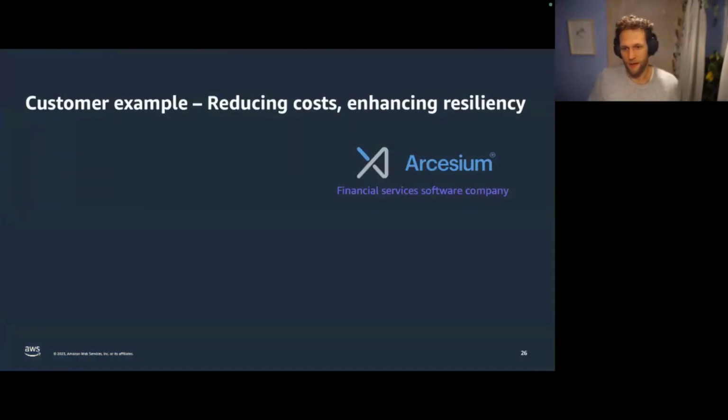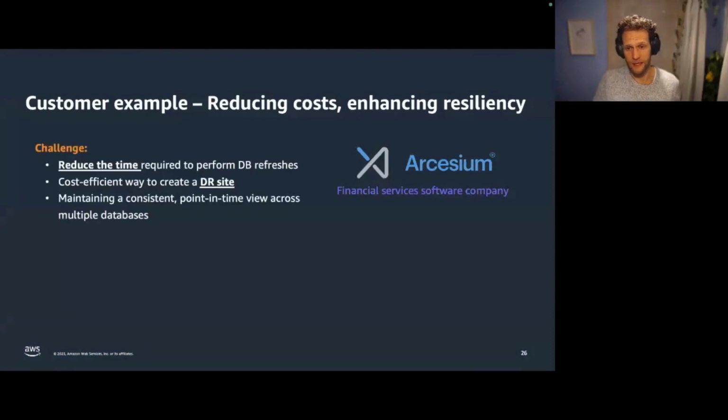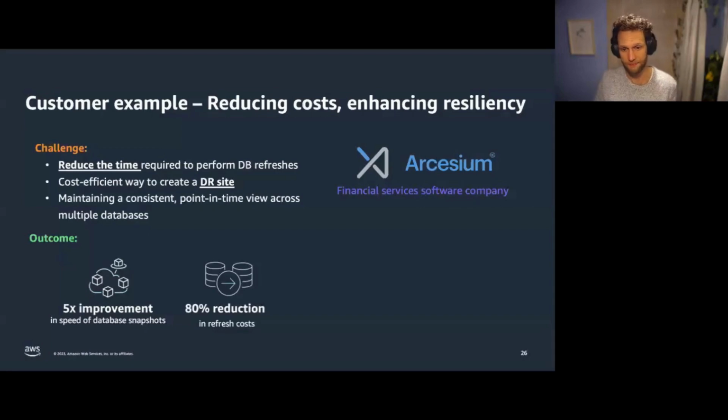So we discussed the different capabilities. Let's showcase with a customer example of a financial service software company called Cesium. They needed to optimize their data refresh cycles and find a cost-efficient disaster recovery solution while maintaining a consistent point-in-time view across multiple databases. So after evaluating several options, Cesium determined that FSx for ONTAP was the most suitable solution. And ultimately, they sped up their database snapshot creation by 5 times. They achieved an 80% reduction of database refresh cost.